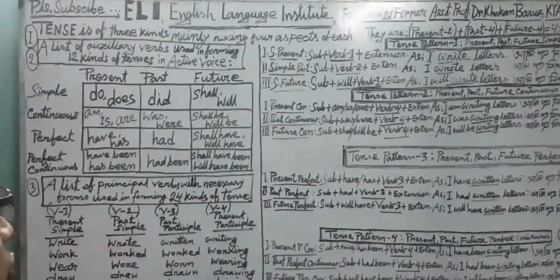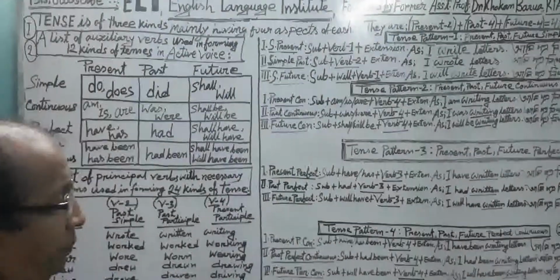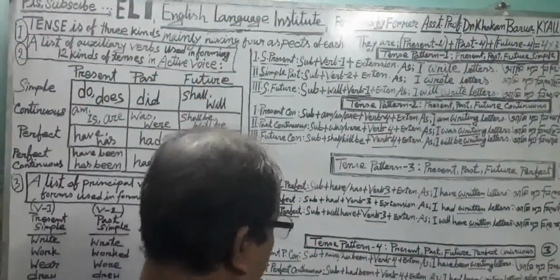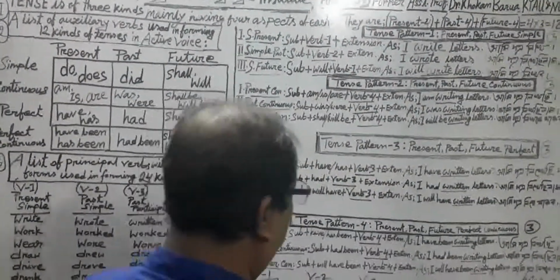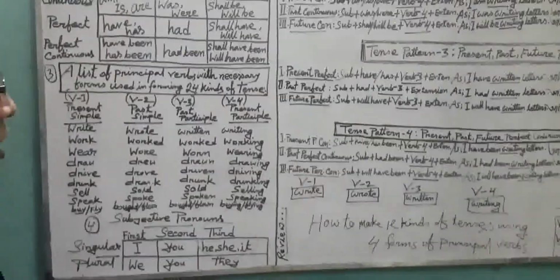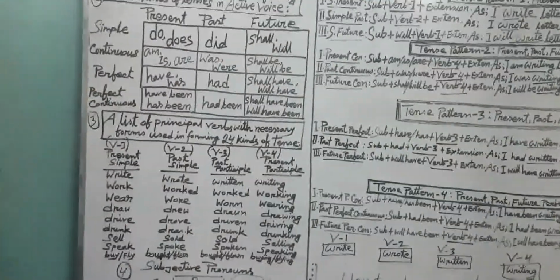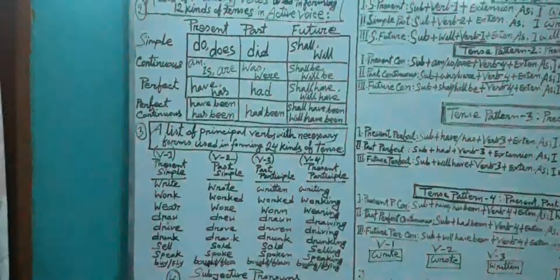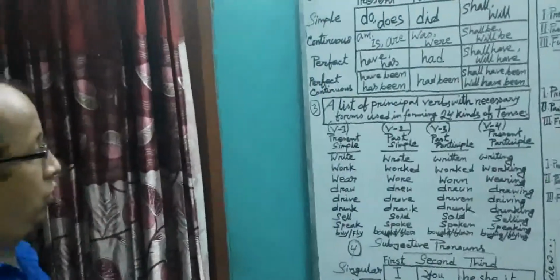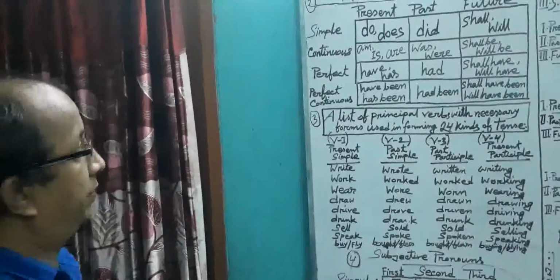I am actually going to show you how to make 12 kinds of tenses using 4 forms of principal verbs. Then let's start. First of all, I'd like to introduce you to 4 tips of this pattern.